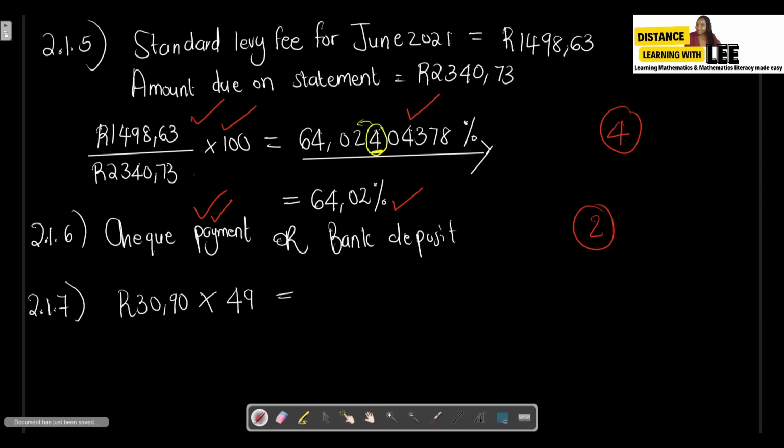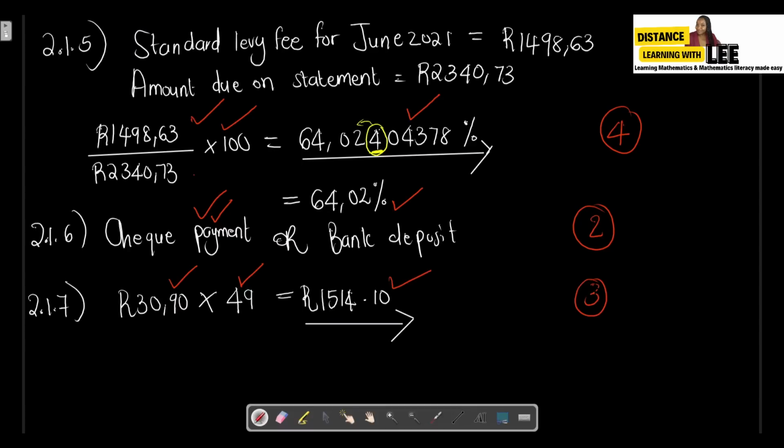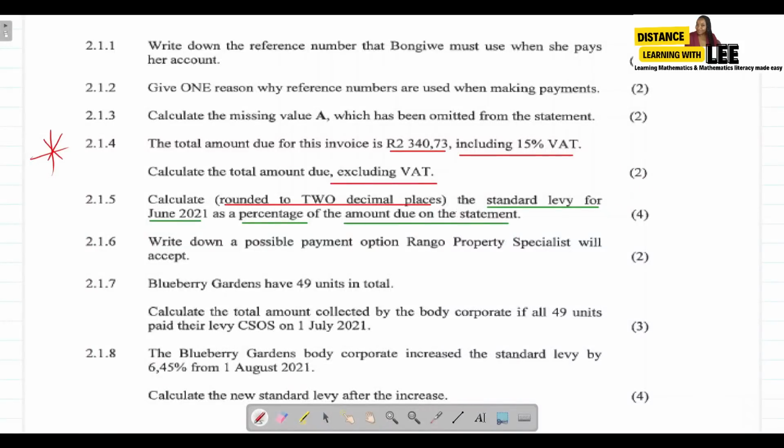If you punch that into your calculator, you will see that they would have received 1,514 Rand and 10 cents. So you get a mark for taking the 30.90 Rand, multiplying it by 49 and giving your final answer, which gives you your 3 marks there. Right, let's go on to the next question.